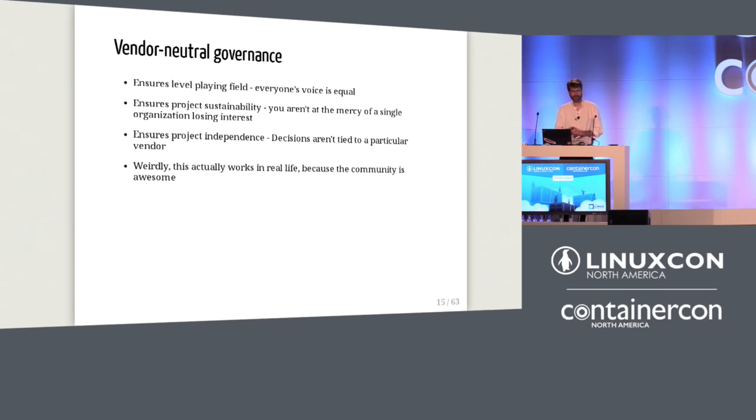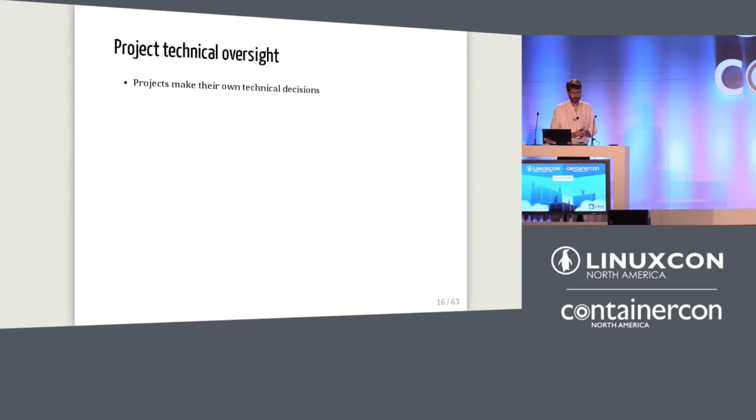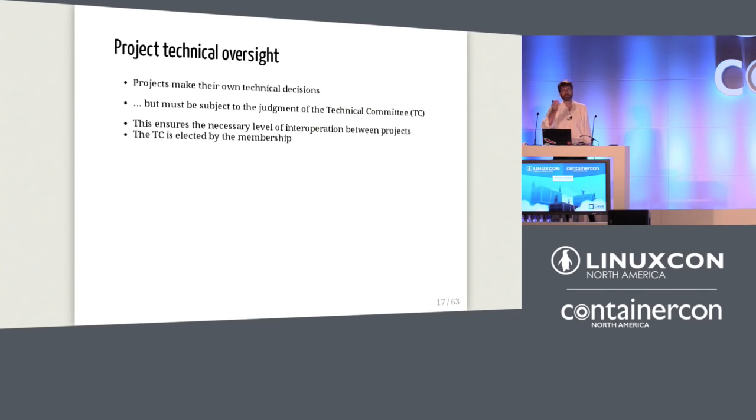And it does actually work in real life, because the engineers that are involved in OpenStack are really passionate about open source. It's been a really rewarding project to work on. The projects themselves make their own technical decisions. So I mentioned that there's 57 projects. Those projects operate semi-autonomously. Now, they have to submit to the judgment of the technical committee, because interoperability between projects is obviously pretty important. But the technical decisions, the roadmaps that are embarked on by these projects, are decided at the project level rather than at the foundation level.